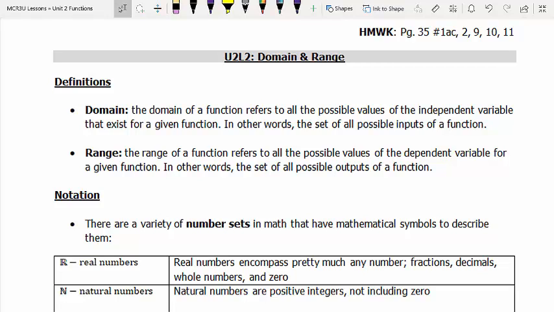Unit 2, Lesson 2, Domain and Range. So these are two new terms that you guys are unfamiliar with. So let's look at the definitions first. So the domain of a function represents all the possible x values that generate a point on the function.